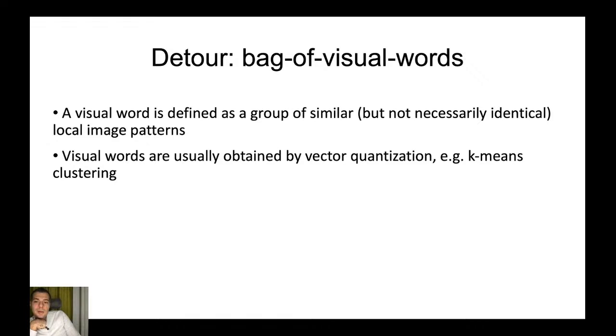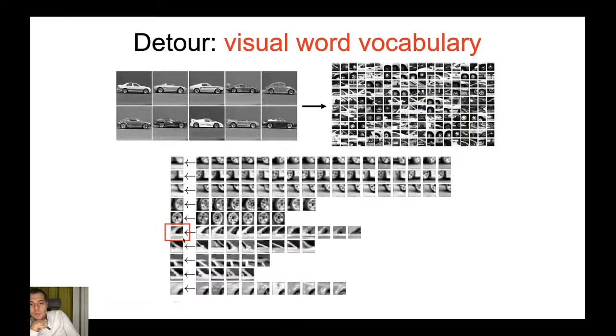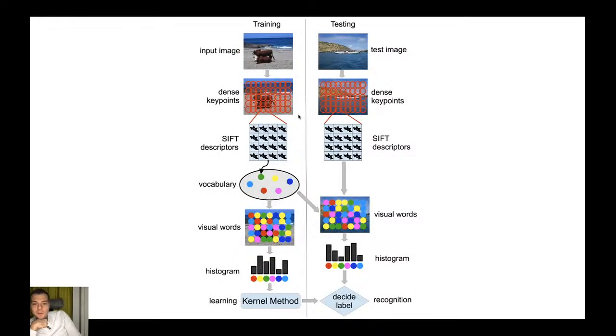So in order to obtain these visual words, we use k-means clustering. So for example, if we take this set of images and we try to sample patches from these images and apply k-means on top of it, we obtain these centroids that represent various visual words that appear in these images. So in the classical bag of visual words approach, we extract these features from images. So instead of patches, we try to extract some descriptors.